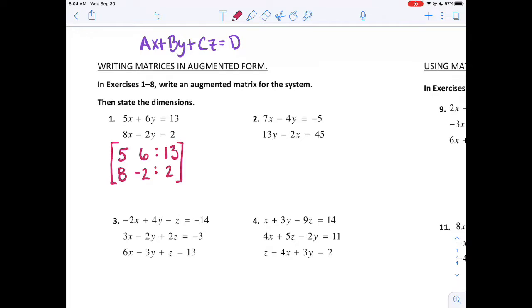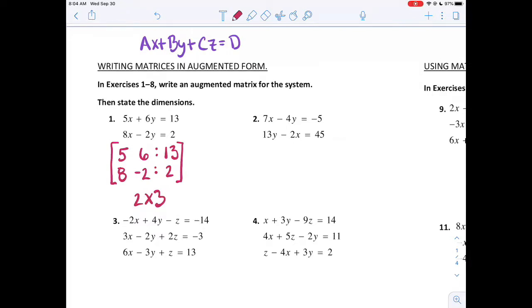And then the next thing that we need to do is identify the dimensions of the matrix. So remember, it's the number of rows and then the number of columns. So we have 1, 2 rows and 1, 2, 3 columns. So this would be a 2 by 3 matrix. Let's look at the next one.